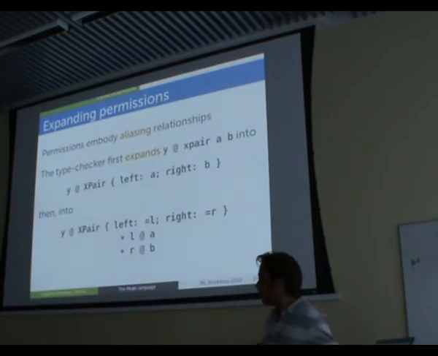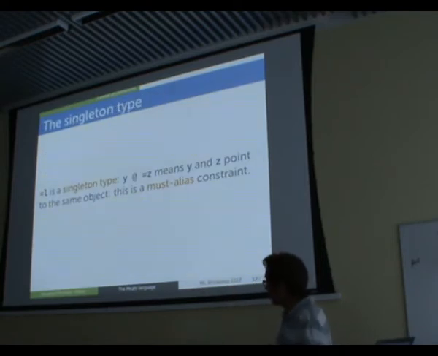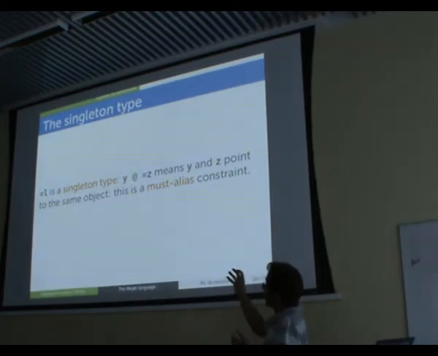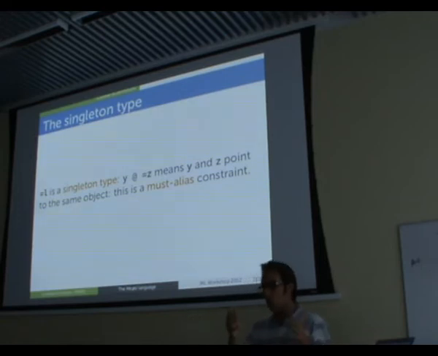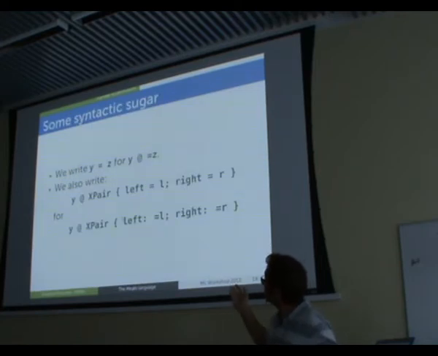So internally, we manipulate a tree of aliasing relationships. We just saw the equals something type. That's what we call a singleton type. When we say that Y has type equals Z, that means Y and Z point to the same memory location. And just like the conjunction makes must-not-alias constraints explicit, the singleton type makes must-alias relations explicit. You know that Y and Z are aliased.